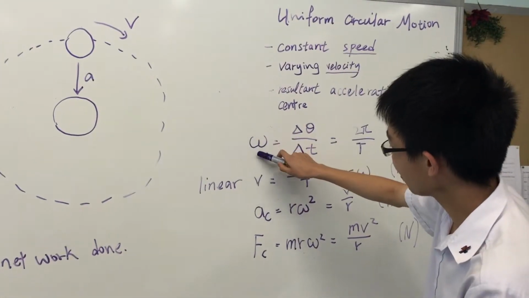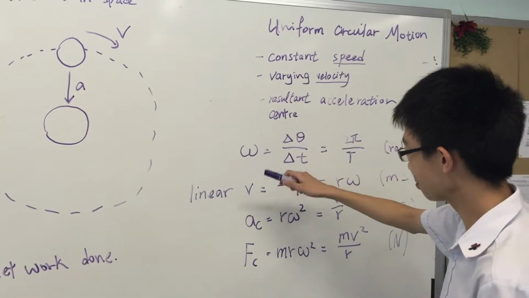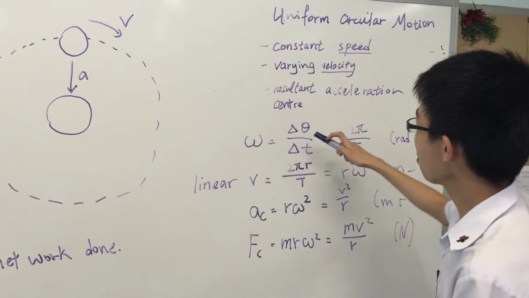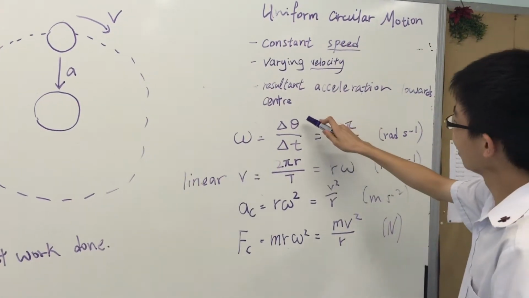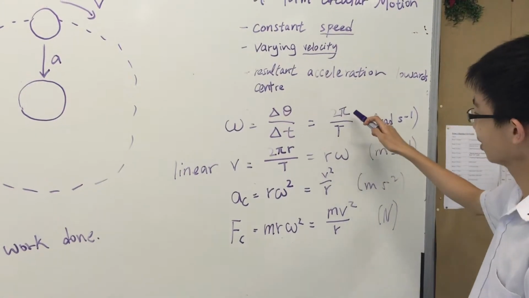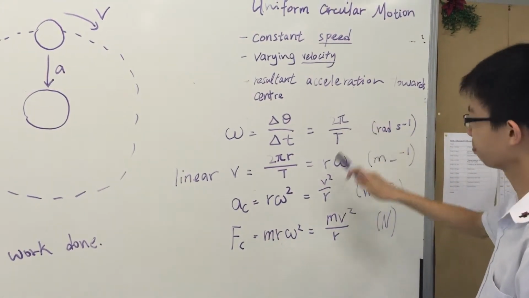Finally, we have the four mathematical models of uniform circular motion. First, we have angular velocity, which is simply the rate of change of angular displacement over time, and can be expressed as 2 pi radians over time.